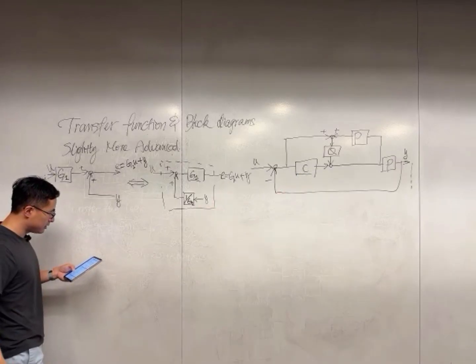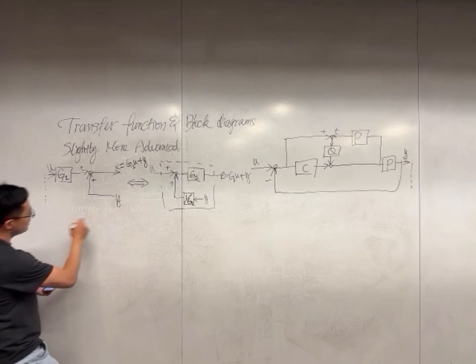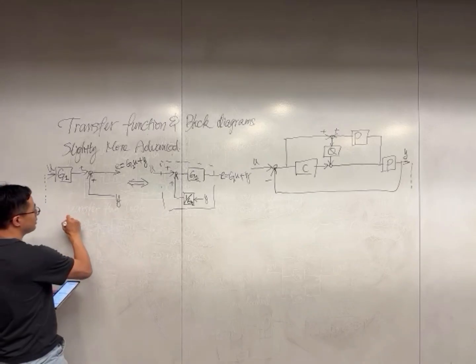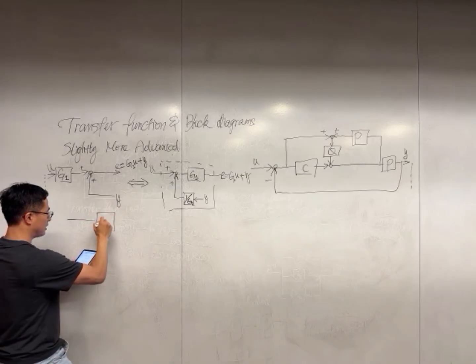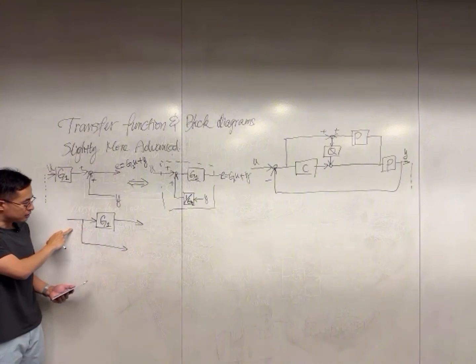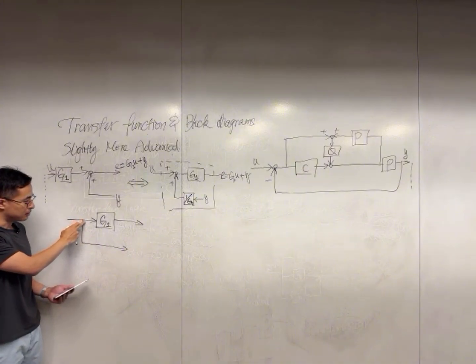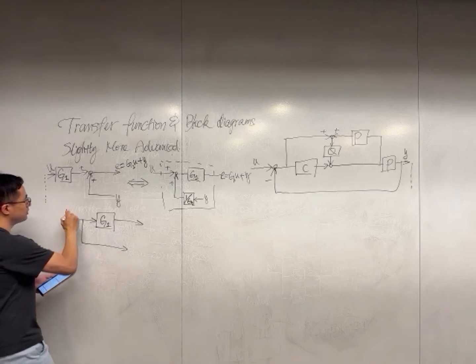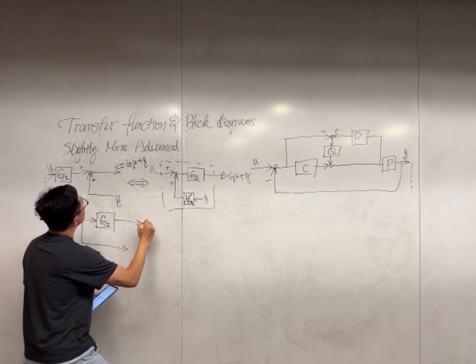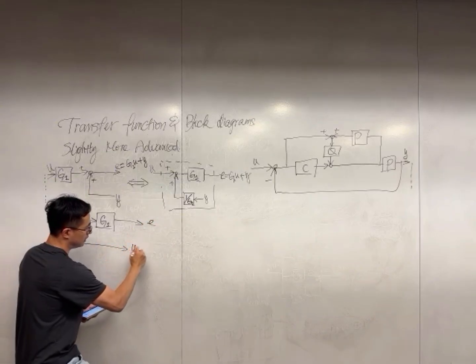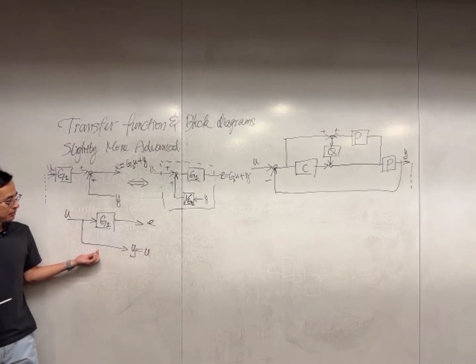Let's now look at something easier. We can also move pickoff points. So suppose I have this, I'm going to say G1, and then I have not a summing junction, but I pick up this signal. I branch it into a second channel. So let's call this U, this is, let's say, still E, and then we know this signal equals U in this setup.